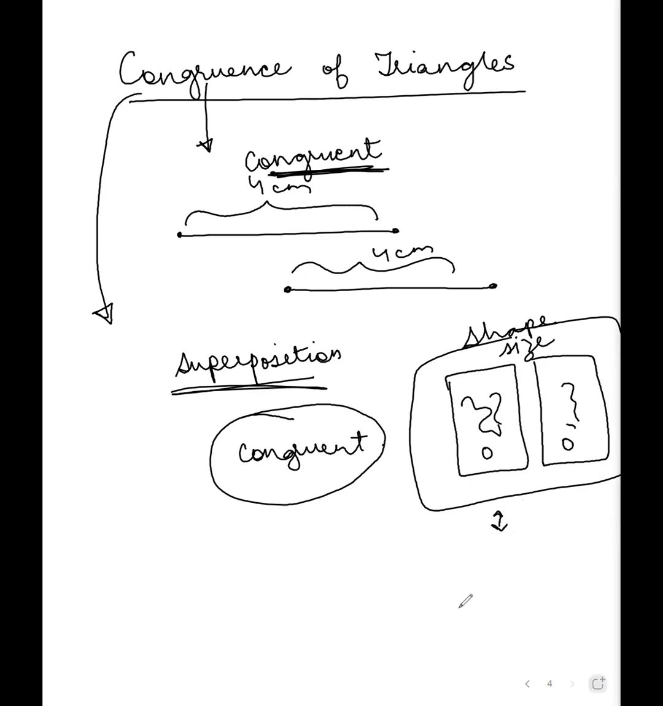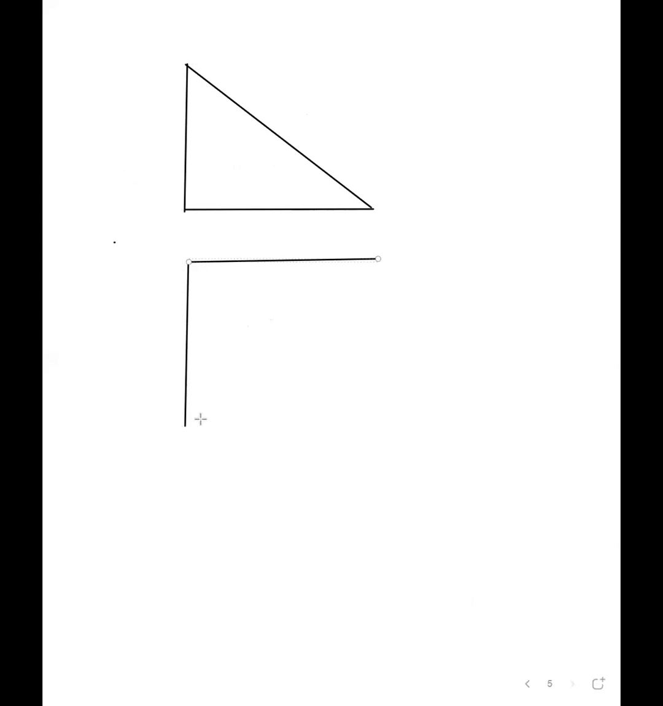Now one more thing: let's say you have two angles. Let's say this is one right angled triangle, and this here is one square.